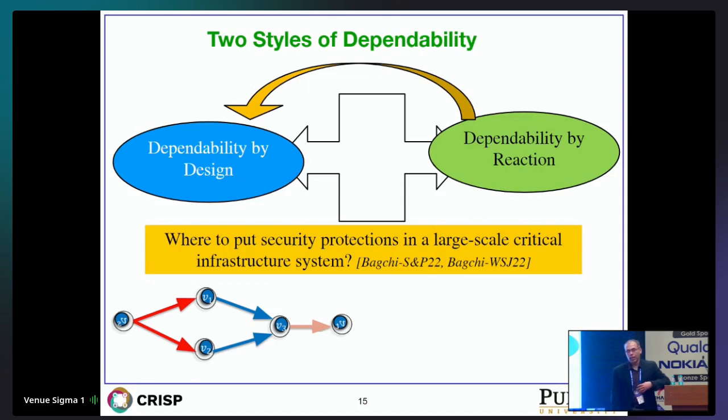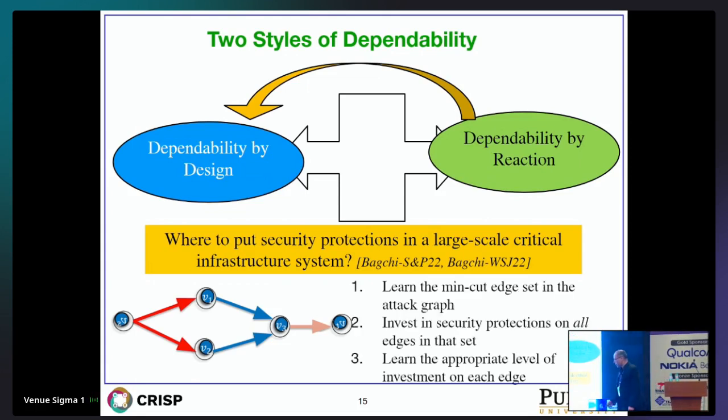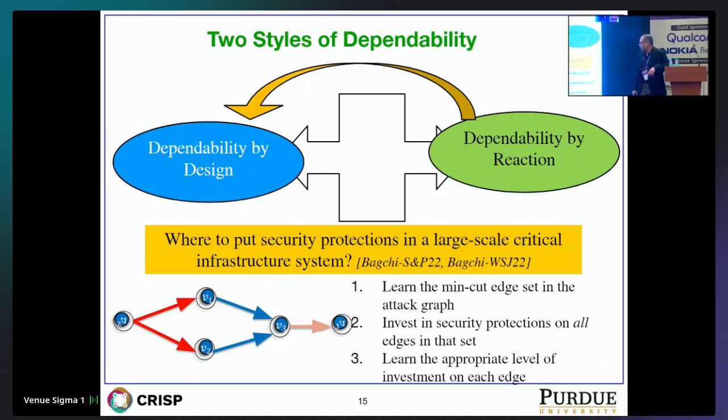So we've shown this methodology whereby you can conceive of your system as a graph. This is called an attack graph. What that means is if you can get to node 1, you can use that privilege in order to get to node 2 and so on till you get to the crown jewel. So in order to protect this kind of a system, I have to make security investments in these various nodes. And we've come up with an algorithm which, under a fairly wide set of assumptions, is able to say, I learn the min-cut edge set in the attack graph. I invest in the security protections on all the edges in the min-cut set. And I learn what is the appropriate level of security investment on each edge.